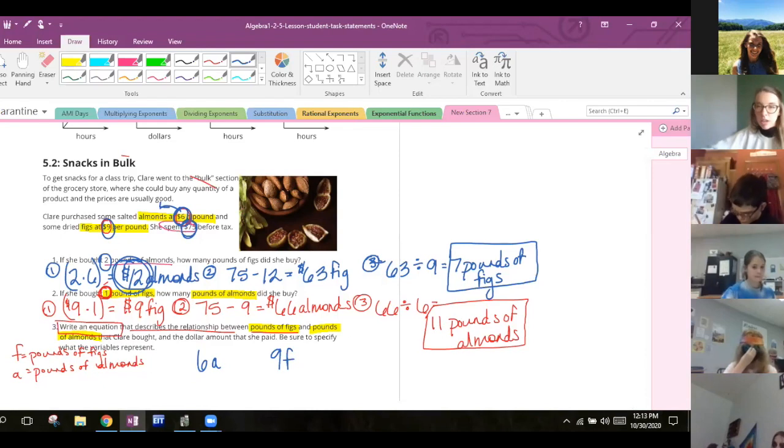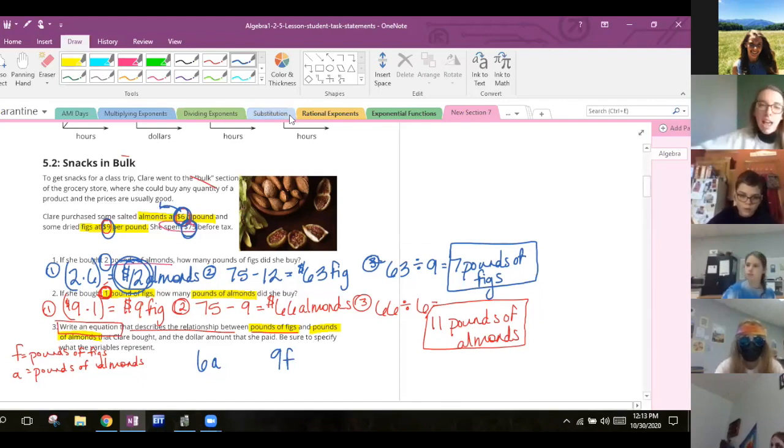Okay, so I want y'all, if y'all can see my face, look at me. If you have the price of the almonds here, that's the 6A. You're going to get that total. Then you're going to get the total of the 9 times F. How am I going to find out how much we spent all together? What mathematical operation would we have to do with the 6A and the 9F? Addition. We would have to add them together.